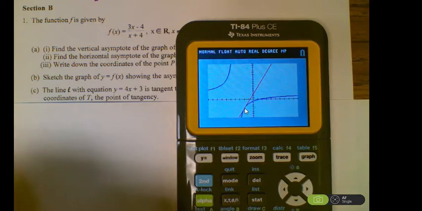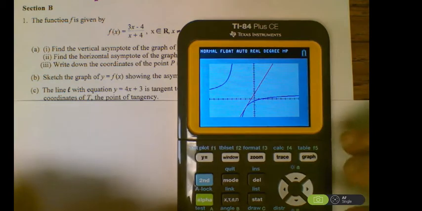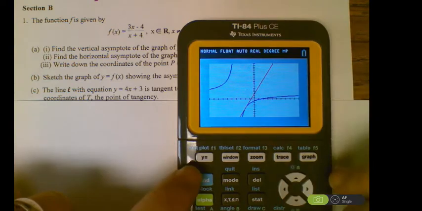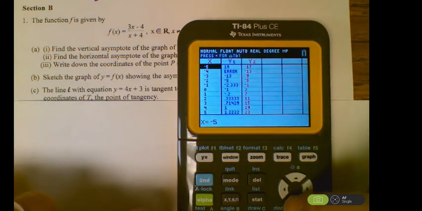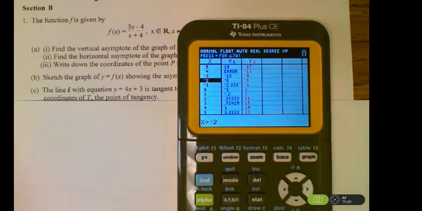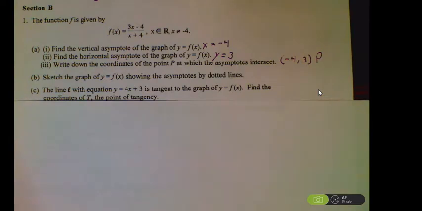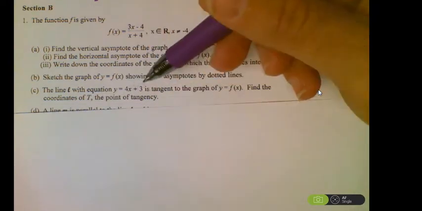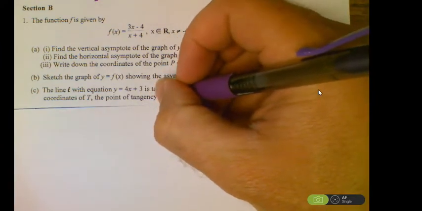If you want to know where those guys intersect, probably the easiest way to spot that is to look at your table of values. I'm looking for where do they have a point in common. So if I go under my table, and if you scroll down right here, you'll notice at -2, they both have the same y coordinate. So that is the point of tangency where x equals -2. And we can see the result is -5. So for that one, that's one way to get your coordinates for point T.